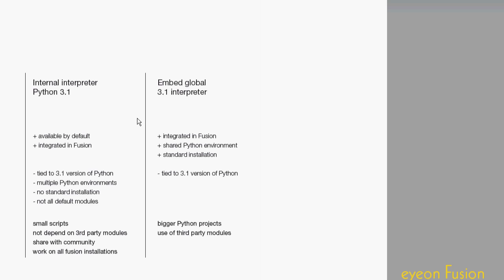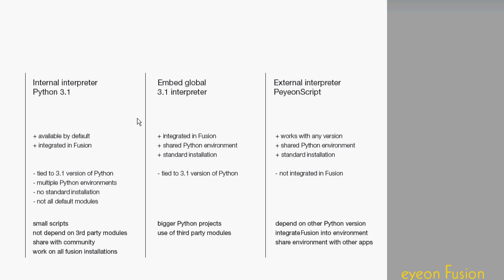If you embed a 3.1 interpreter, you can use a default Python installation inside of Fusion. It's integrated, but you can also use it as a shared Python environment, because it is a standard installation with all standard modules. However, you're still tied to version 3.1 of Python. I recommend this for bigger Python projects, and if you use third-party modules, it will be easier to maintain a default Python installation. You can also connect to Fusion with an external interpreter through PyOnScript.